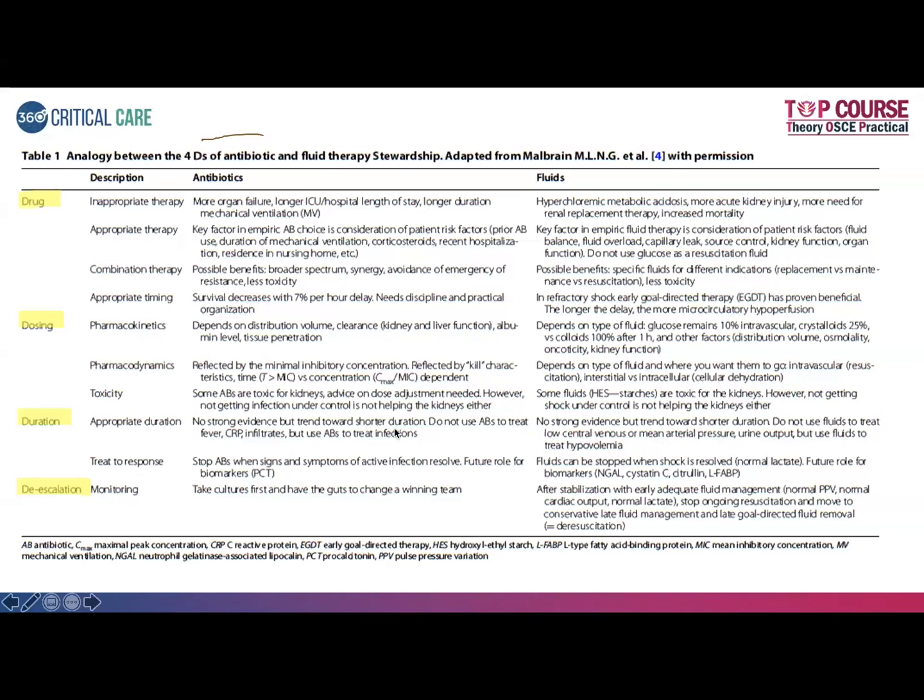So the other thing is when your parameters are achieved, your goals of resuscitation are achieved. When do you start de-escalation? We saw, okay, resuscitation, de-escalation. So that is about the 4Ds also. You can write it up.